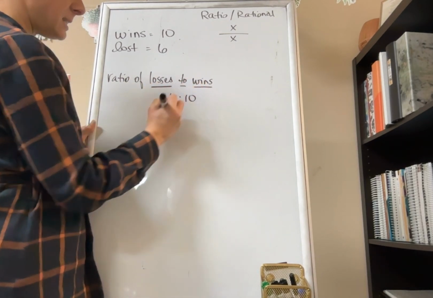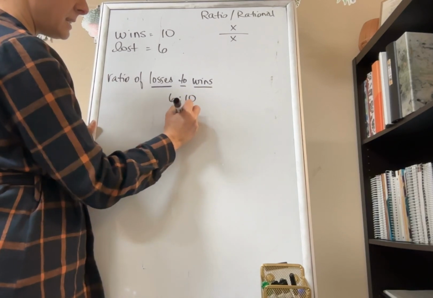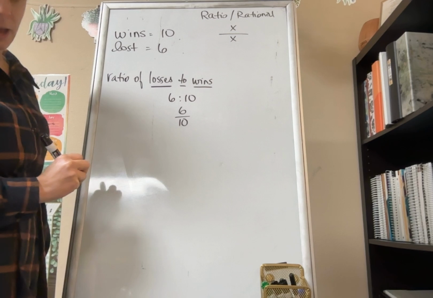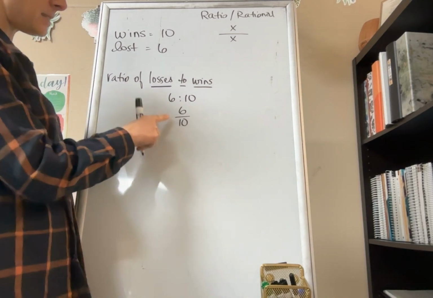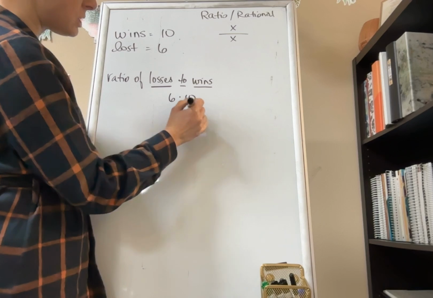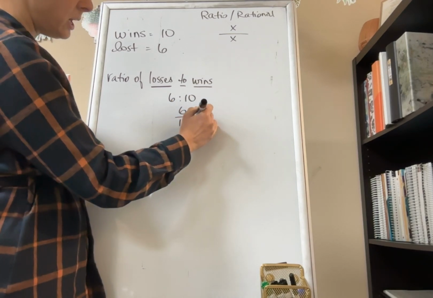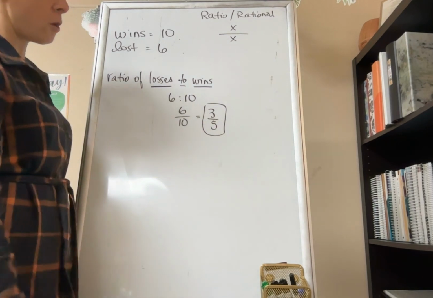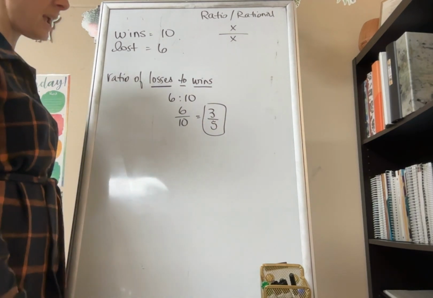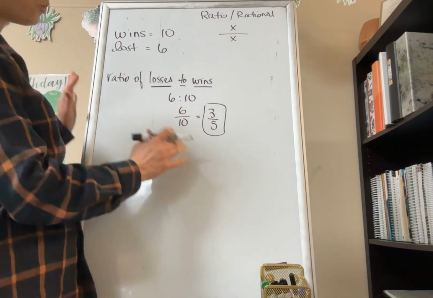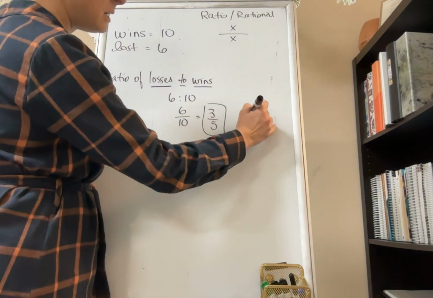Losses to wins. That means losses needs to come first. So I can say 6:10, or I can say 6/10. Okay, now this is not in lowest terms. 6/10 can be reduced. Both can be divided by 2. And I'll end up with 3/5. So 3 out of 5. So the ratio of losses to wins is 3:5.